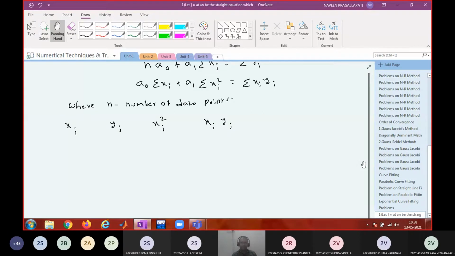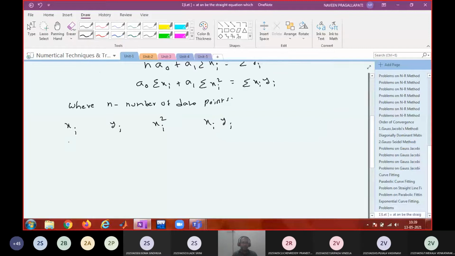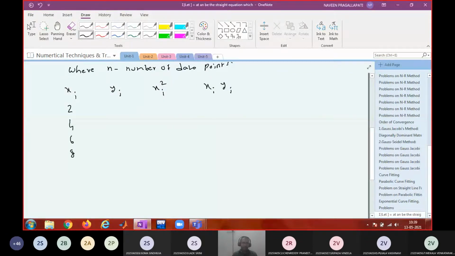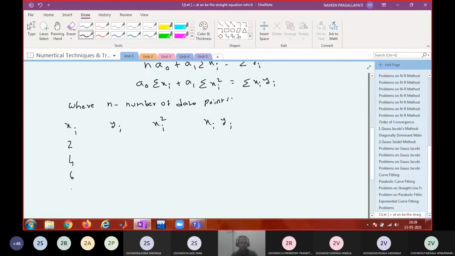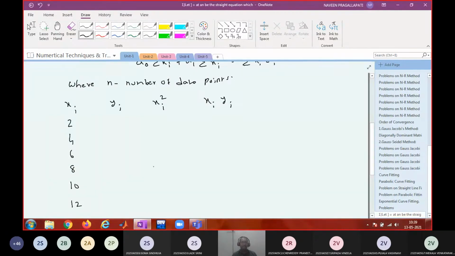Can you tell me the x values once? 2, 4, 6, 8, 10, 12. What are the y values? Can you tell me? 1.8, 1.5, 1.4, 1.1, 1.1, 0.9. Now take your calculator and take the square of each term.